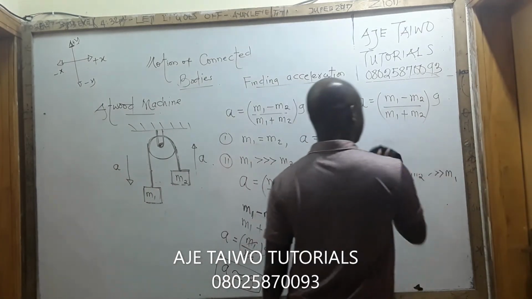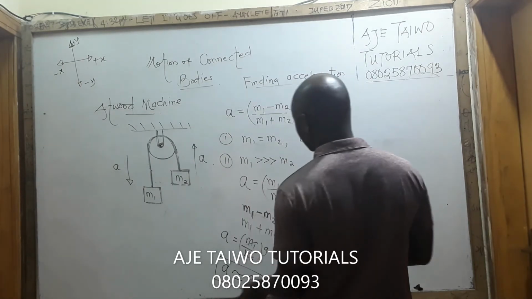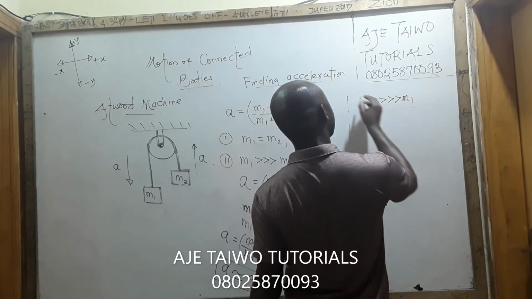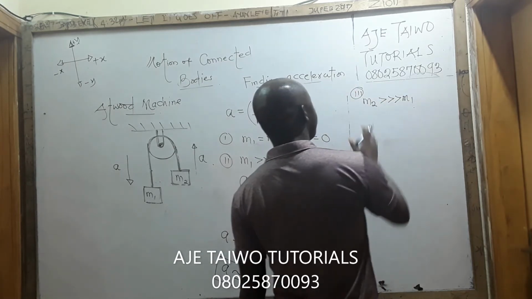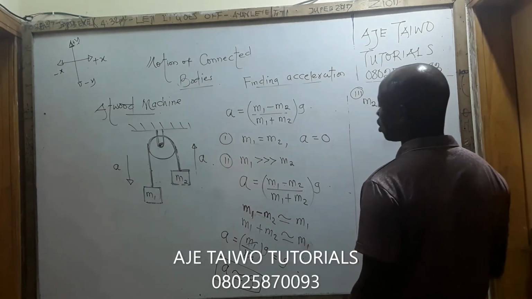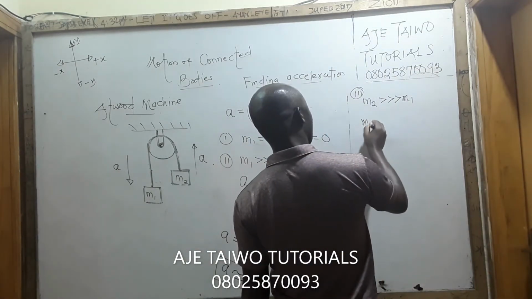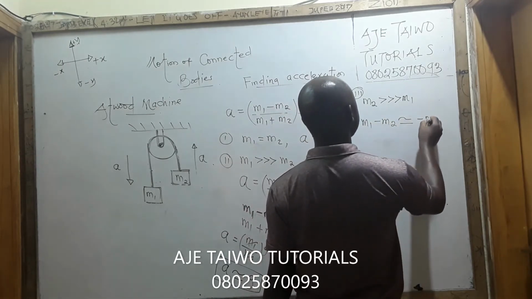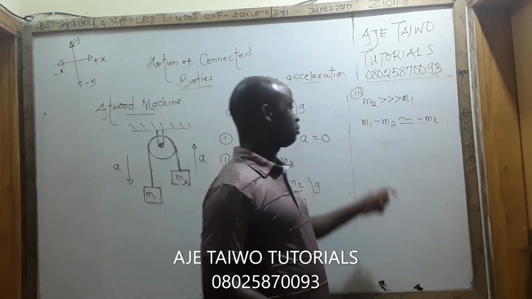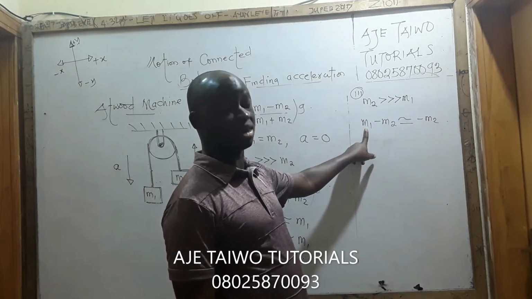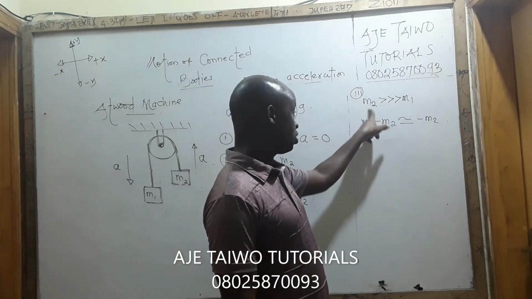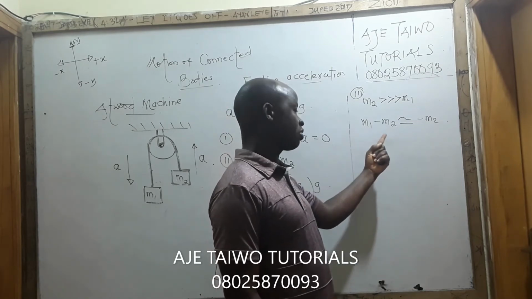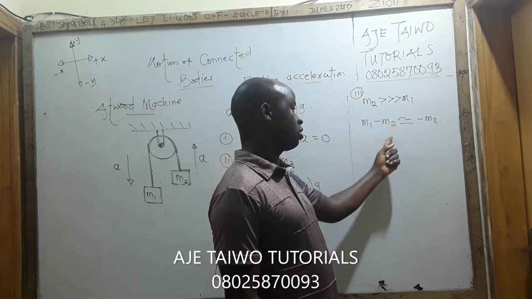Let's see the third one. The third one says, what if m2 is now much greater than m1? If m2 is much greater than m1, then m1 minus m2 will be approximately equal to minus m2. Just look at it: 1,000 naira is a small value, and m2 is now big. So let's see, 1,000 minus 100 million.